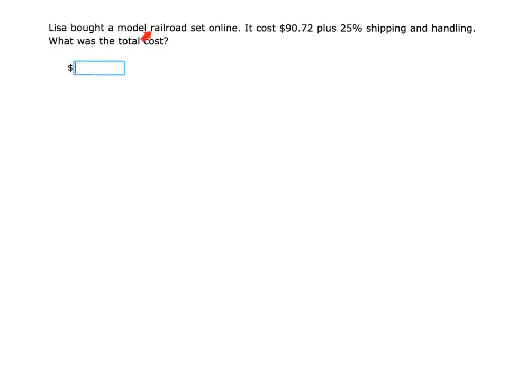Lisa bought a model railroad set online. The cost is $90.72 plus 25%. That's one of those fees there, shipping and handling. So what was the total cost? Well, remember, we want to take the cost as it was, 100%, and we're going to add 25%.